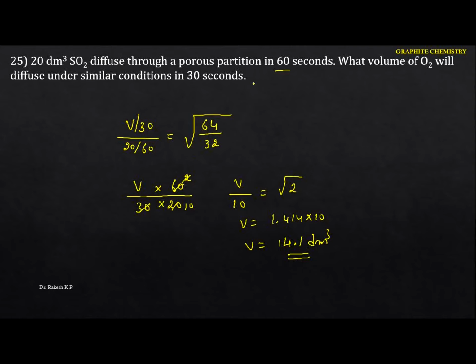Okay, so the volume of O2 that will diffuse under similar conditions in 30 seconds is 14.1 dm cube.